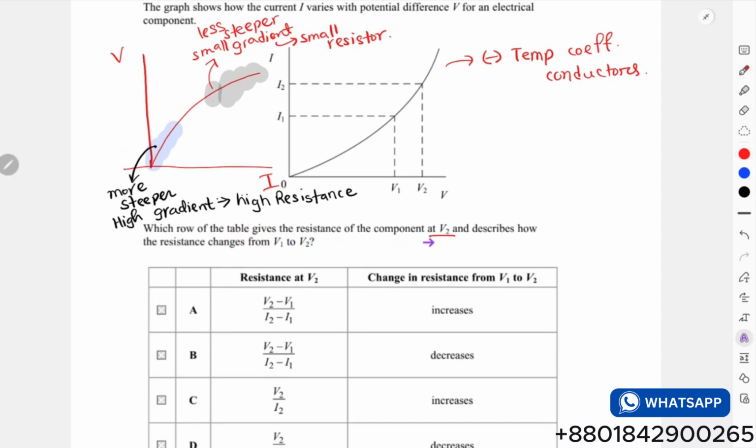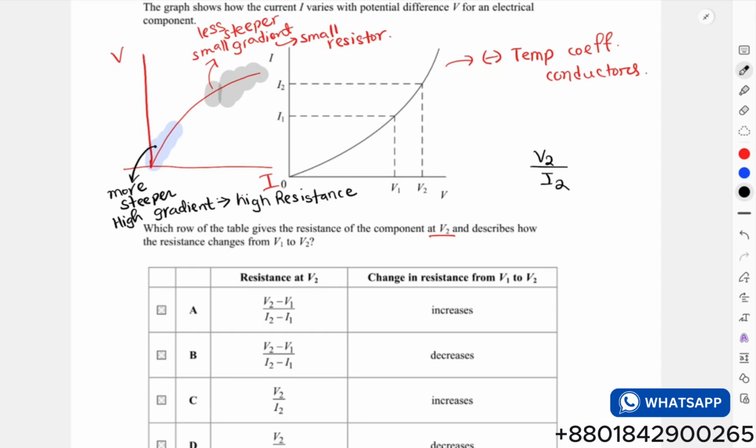Another thing: if you focus specifically on this question, they are trying to find the resistance of the component exactly at point V2. They have not stated that we want the resistance of the component up to point V2. In that case we could have used the coordinates of V1 also, but they only want the resistance at point V2, which means for this specific point we only use this specific voltage and this specific current I2. So the resistance is just V2 over I2, and the resistance along this entire graph decreases over time, right?